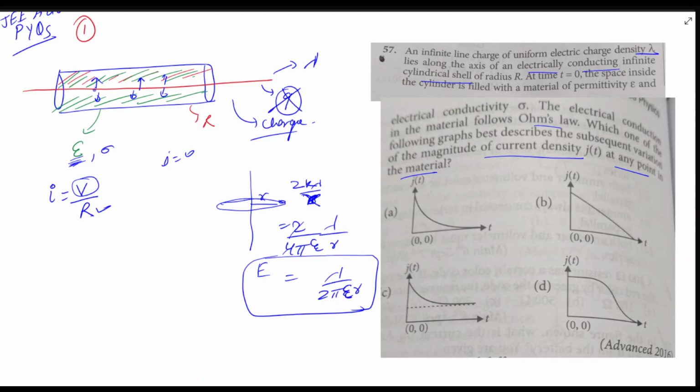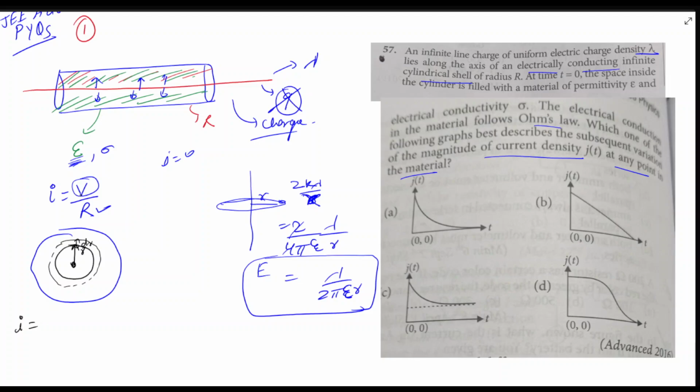If you want current, the current will be in the outward direction, but for the integrating element we have to take a circle. So let's say this is our cylinder and this is our integrating element at a distance r, like this, of thickness dr. Now the current is passing through this dr, and the area will be 2 pi r dr. Okay, so let's just put it here.